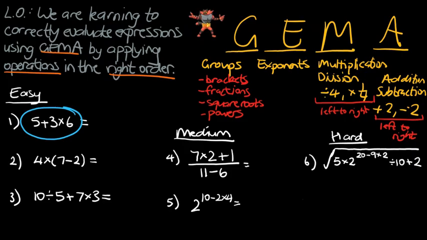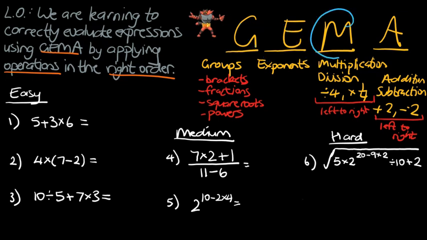So it's 5 plus 3 times 6. The first thing to consider, are there any groups? And I've listed them all down here for us. Well, there's no brackets, there's no fractions, there's no square root, and there's no power. So that means this group thing is irrelevant for us. Same with exponents. There's no exponents.